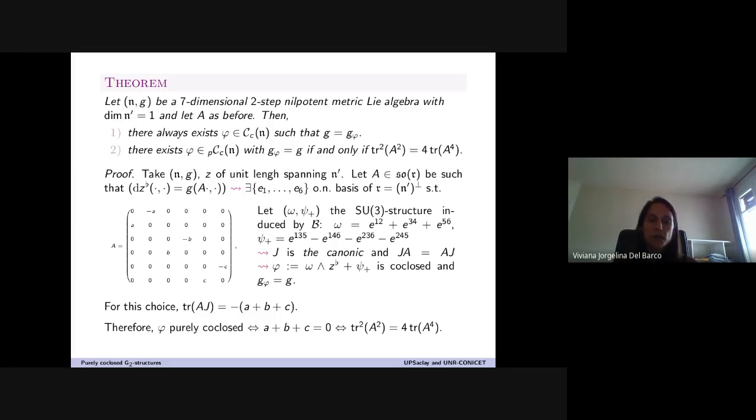So from here, we can actually get that H3 times R4 does not have any purely coclosed G2 structure, because this Lie algebra corresponds to only one of a, b, and c being non-zero. So if b equals c equals 0, then I'm never going to get the trace condition to be satisfied.